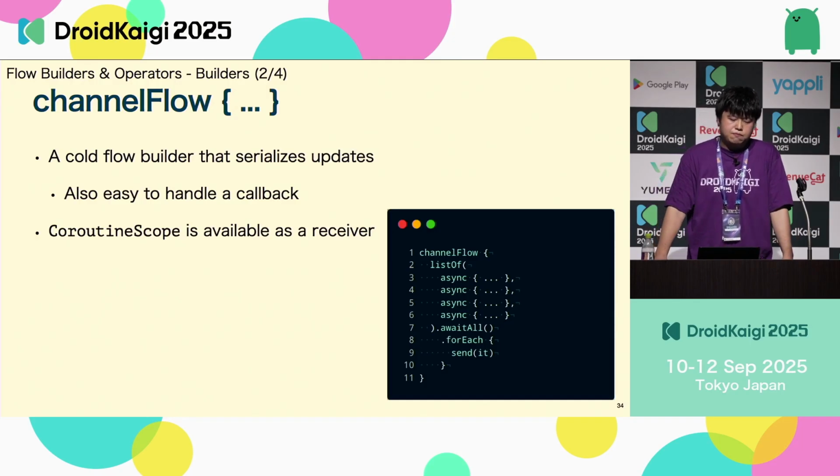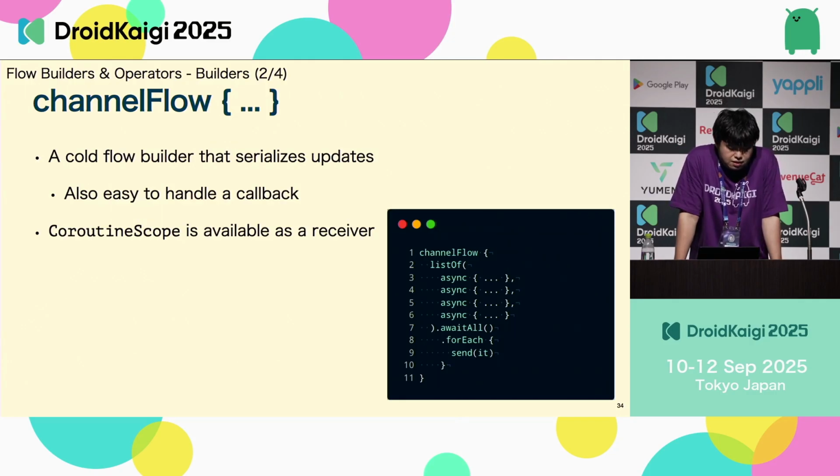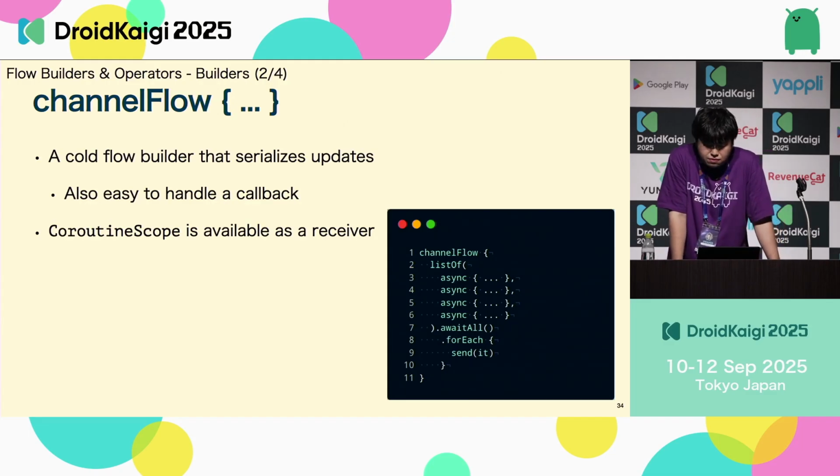Channel flow supports parallel value updates. For example, since a callback would be called from another thread, channel flow is helpful for such a case. Actually, you may know callback flow function. Callback flow function is a minor modification of channel flow, actually. And also, coroutine scope is available as a receiver, so you can handle multiple asynchronously computed values by channel flow.